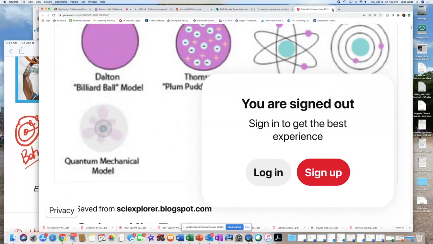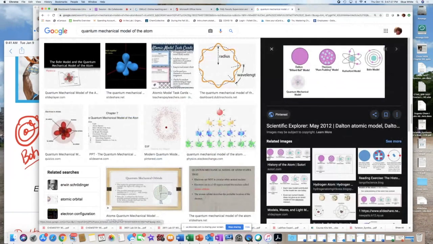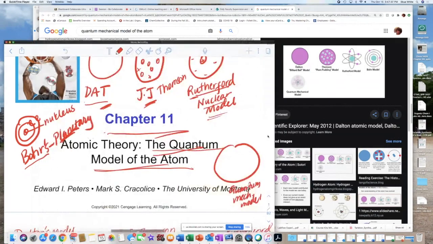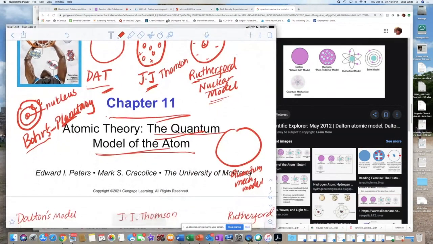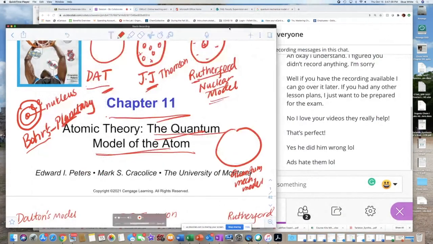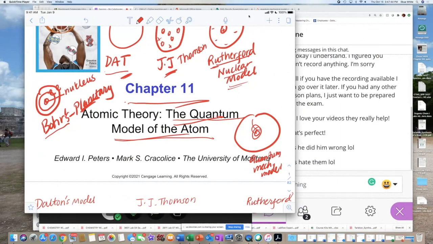So I'm going to go back and look at what we're studying right now. So we're back here. The quantum mechanical model. So understanding the complexities. Yeah, ads, tell me about it. They're trying to get you to sign up for stuff. So you see here, you have a nucleus, you have balloons around here, bubbles. Everything gets so complicated in this structure right here.